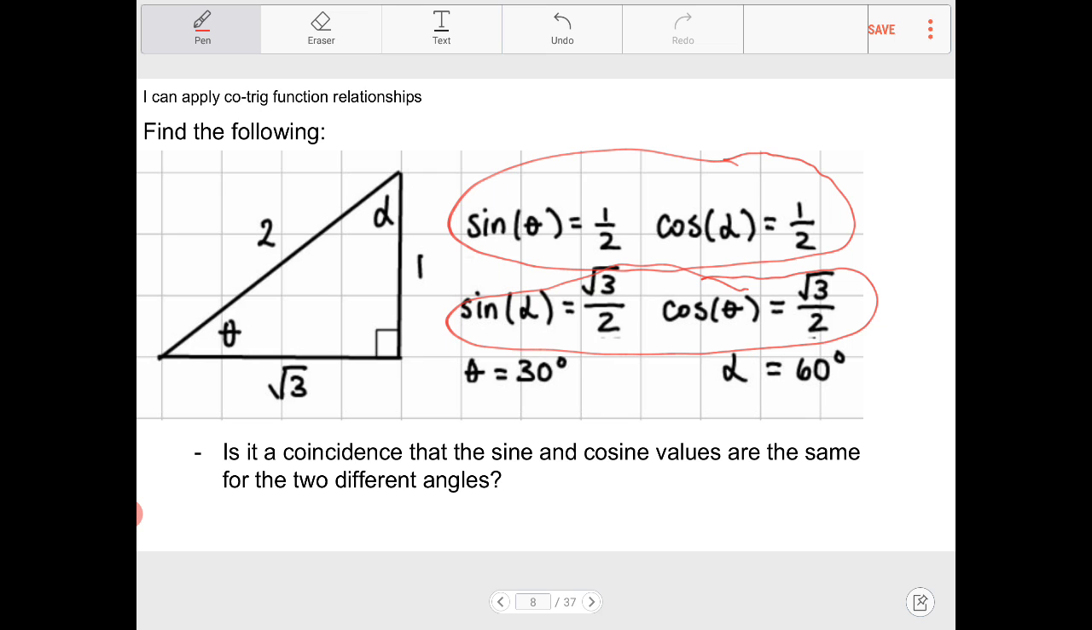You're going to see sine and cosine values being the same for different values of alpha and theta. And what exactly do you think is going to be the thing that connects sine and cosine together? Well, it's the fact that theta and alpha add up to be complementary. They're complements of one another, 30 and 60. So let's take a look at another example where this is also true.